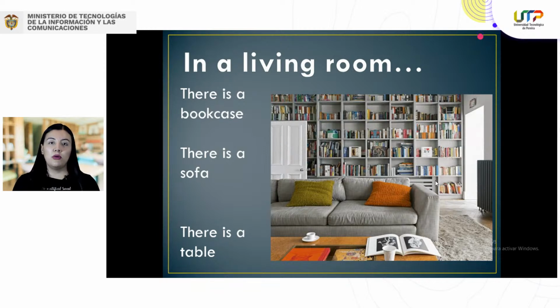That is usually what we have in a living room, but you can obviously have more things, or you can also have different things. So think about your own living room. Yes, what do you have in your living room? Yeah, this is just an example.